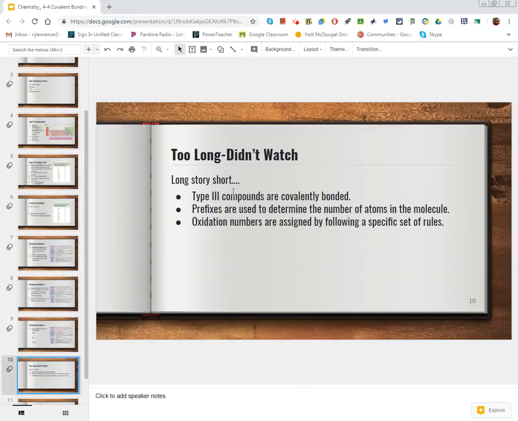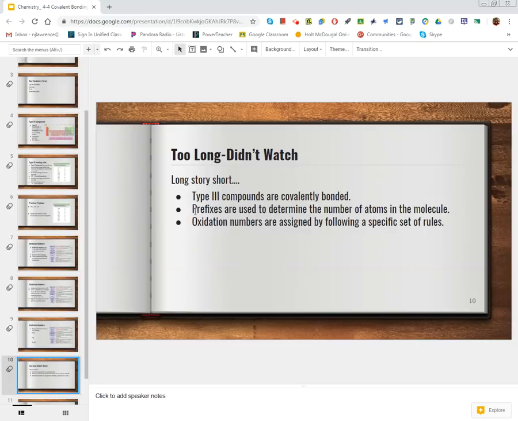So what was this video about? It was about how to identify type 3 compounds. You're going to be able to identify them because you know those are going to be molecules because they are bonded covalently, or you can identify them because they don't have any metals in them, no metals listed in that compound anywhere. So therefore, it's going to be a non-metal or a covalently bonded compound.